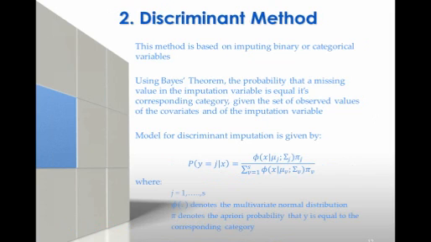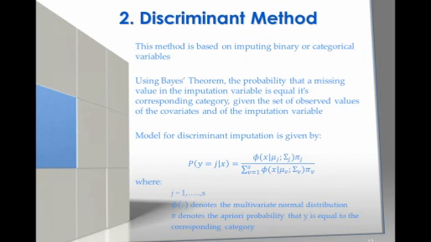When we're dealing with categorical variables, you have to take another approach called the discriminant imputation method, and this method is based on imputing, as I said, binary or categorical variables.